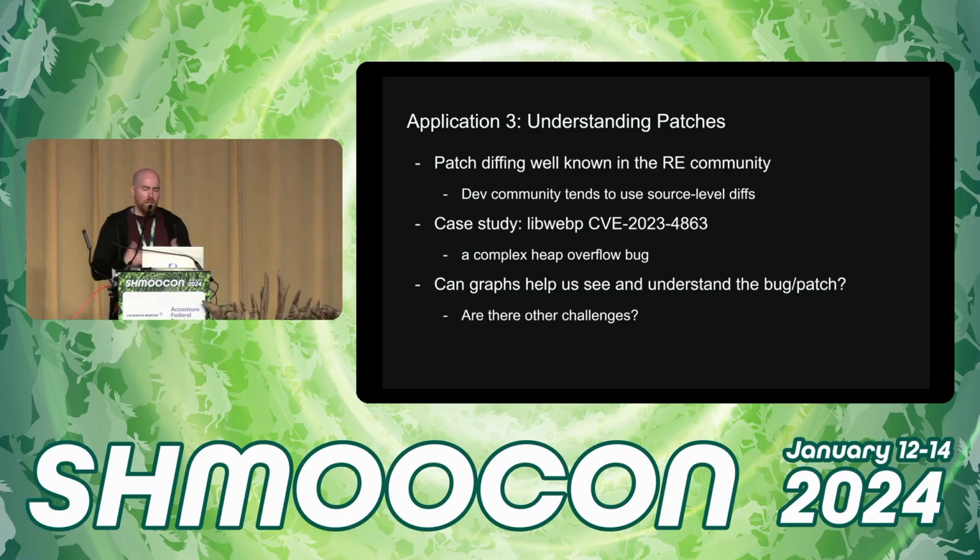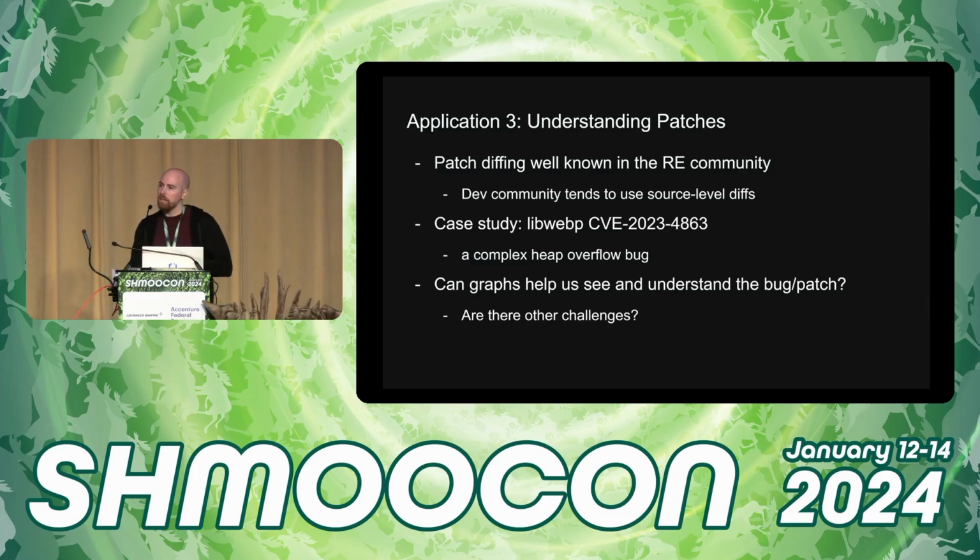So understanding patches is a pretty common workflow, because in the RE community, if a patch comes out but it's not clear what the bug is, well, you can look at the patch and understand potentially what the bug is. The dev community, they just start with source, so that's a lot easier, right? Good idea, if you got it, right? Just look at the source level diffs.